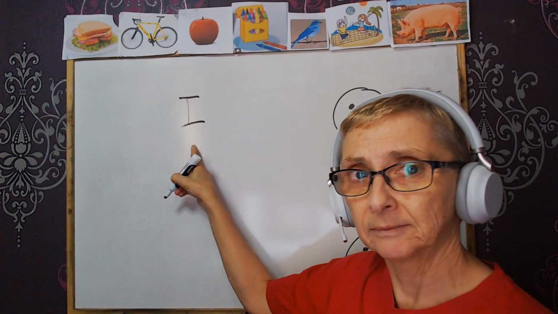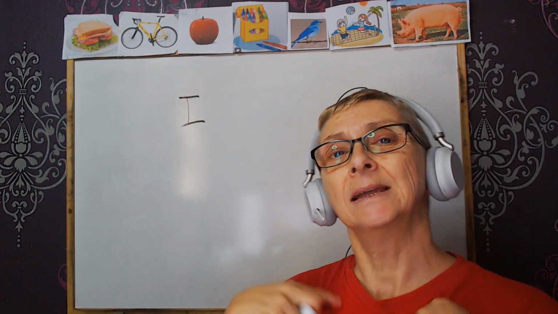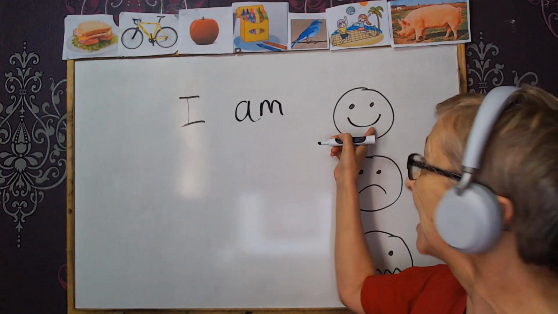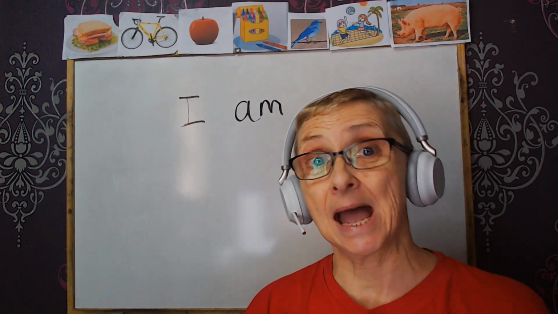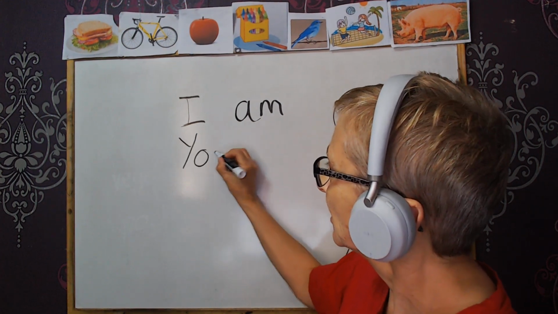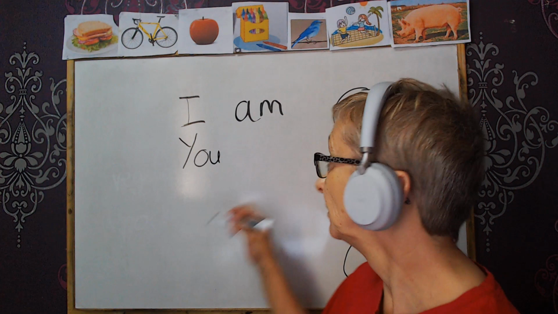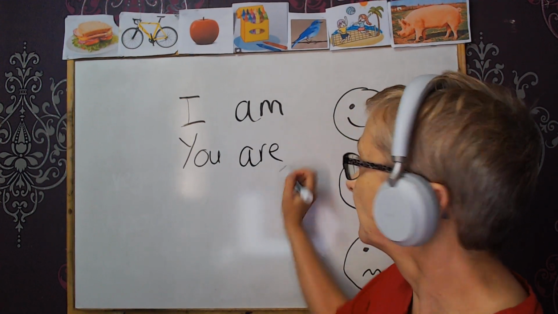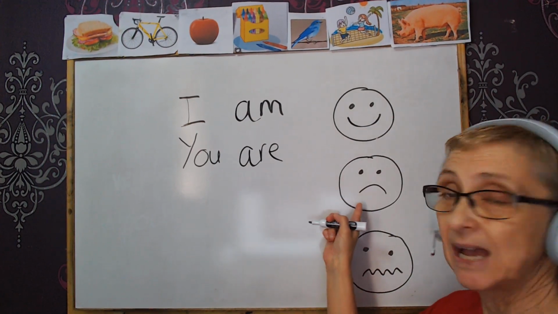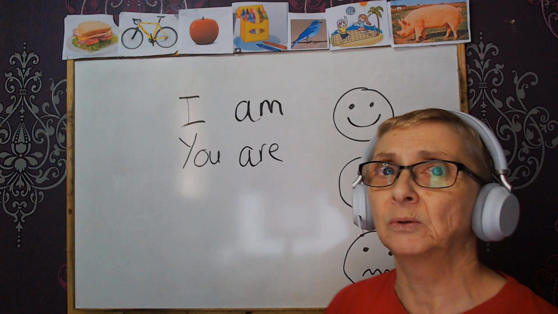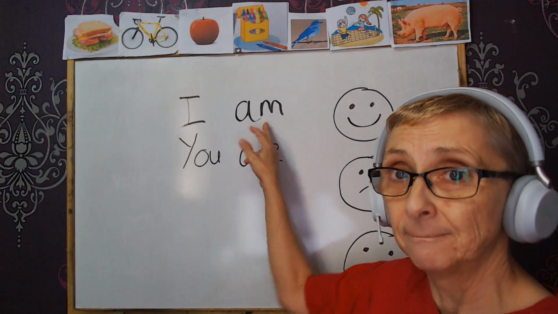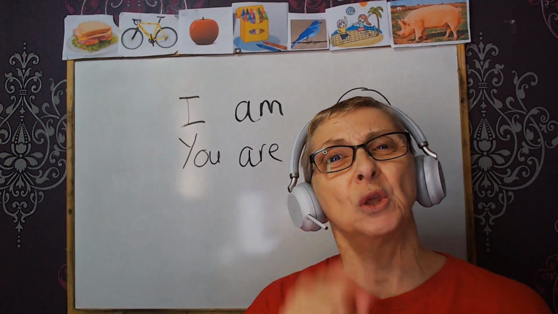I am happy. I am happy. You are happy. We can say you are sad, you are angry. Those are the three emotions we're looking at. We're also looking at verb of be. I am, you are.